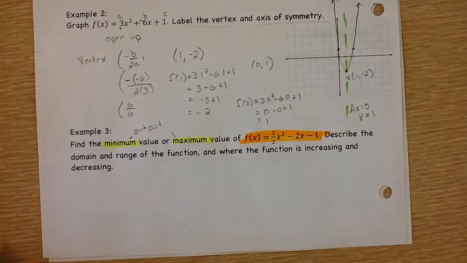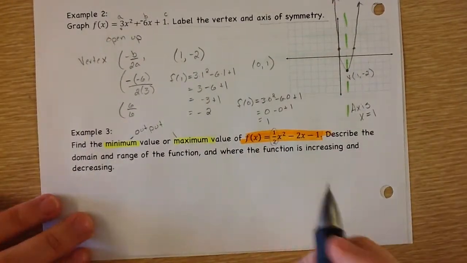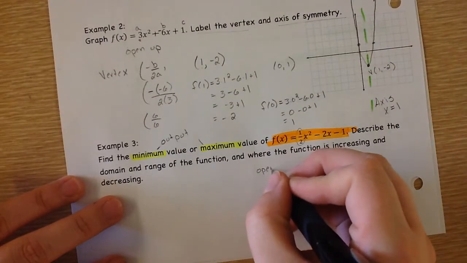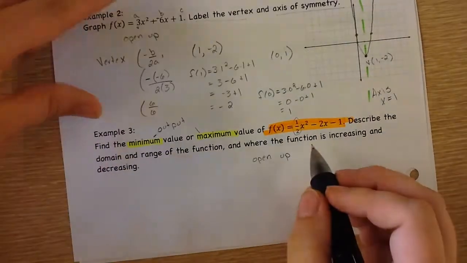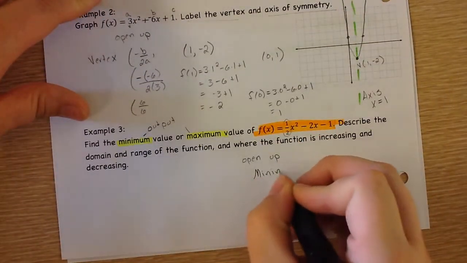Okay, does it open up or does it open down? Well, let's look at that a. My a is positive 1/2. So since it's positive, it tells me it's going to open up. So I know it's going to have a minimum.